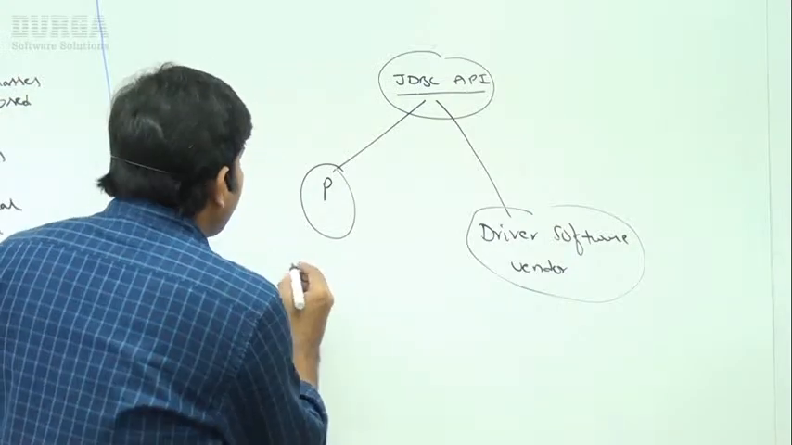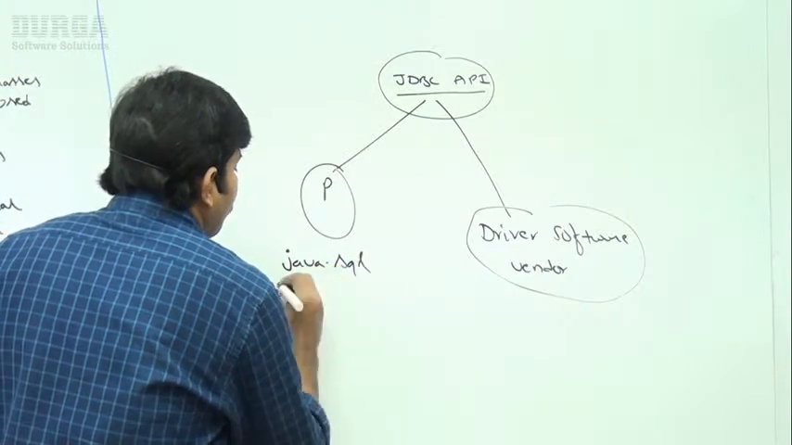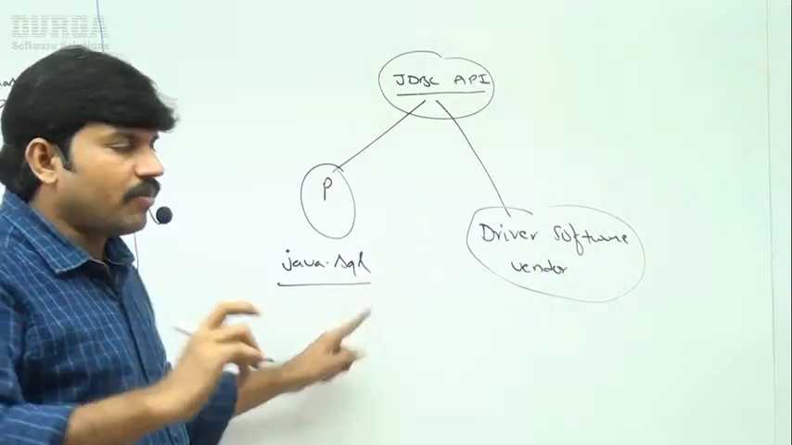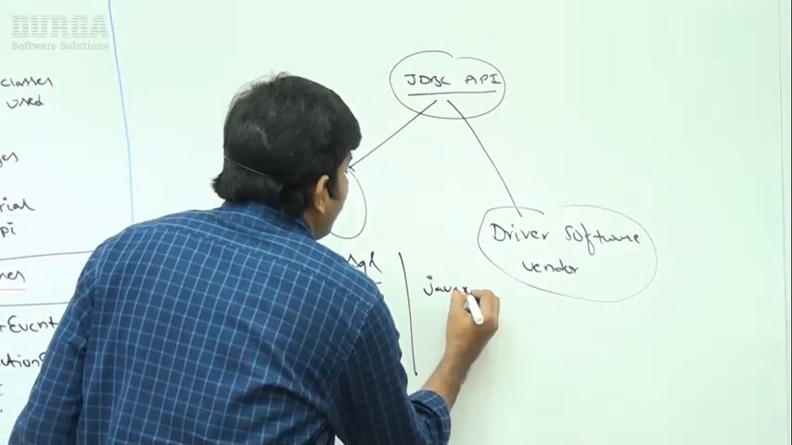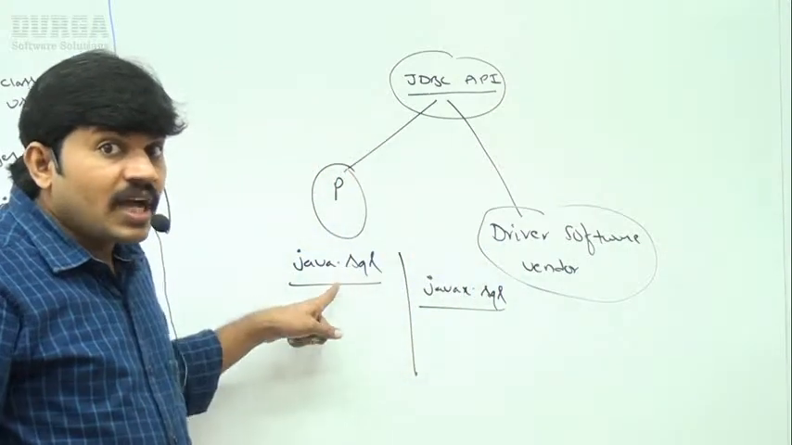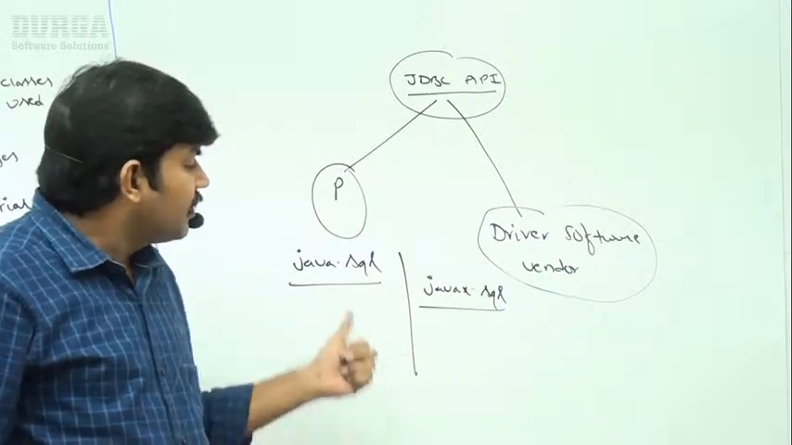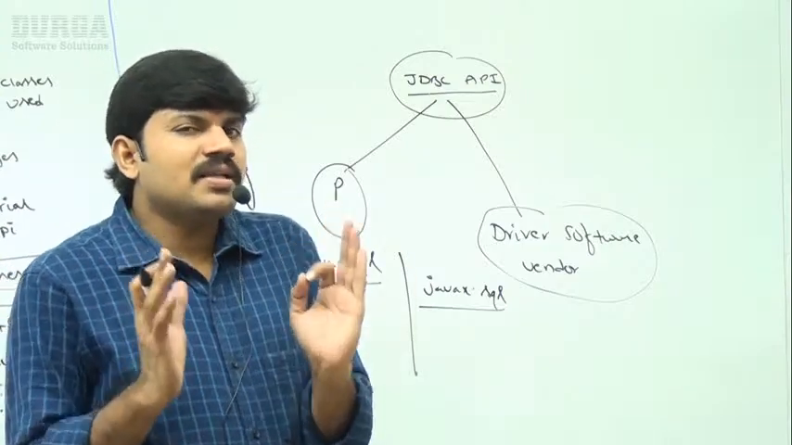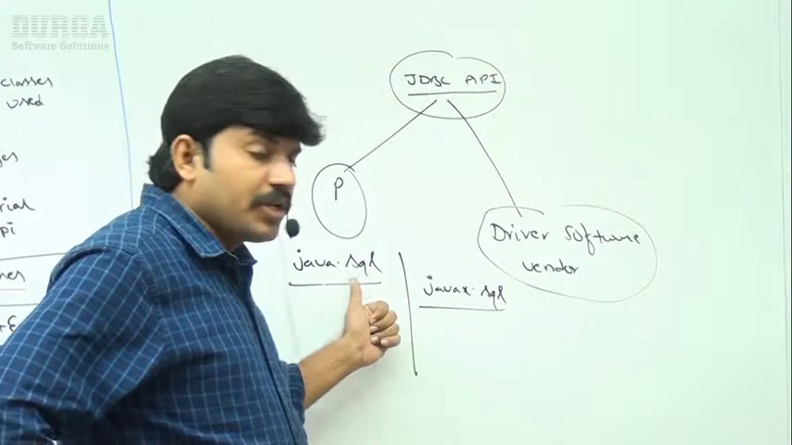Next, this JDBC API contains two packages. What is the first package? The java.sql package. What is the second one? The javax.sql package. The java.sql package contains the basic classes and interfaces which can be used for database communication.